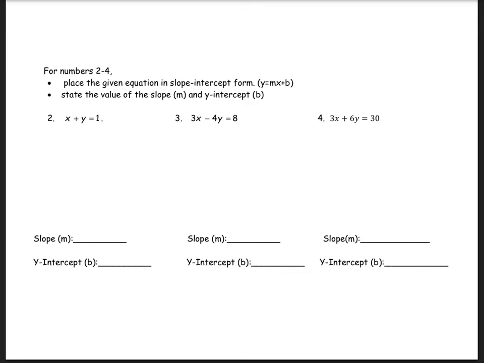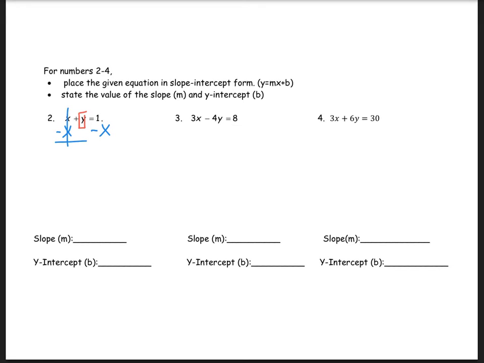For numbers 2 through 4, place the given equation in slope-intercept form. That's y equals mx plus b, and state the value of the slope m and the y-intercept b. So, if we're looking at number 2, y is not by itself. If I box off y, I can tell that y is definitely not by itself. So in order to get y by itself, we have to eliminate the x that's in front of it. So we're going to subtract it.